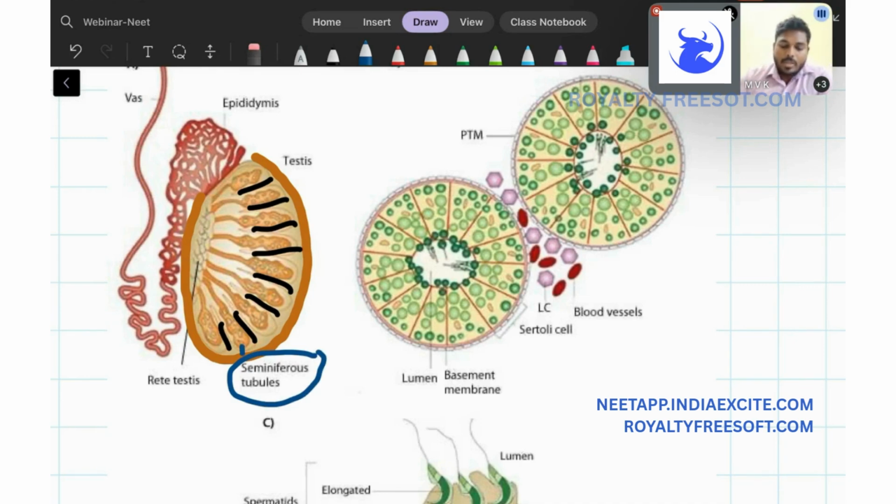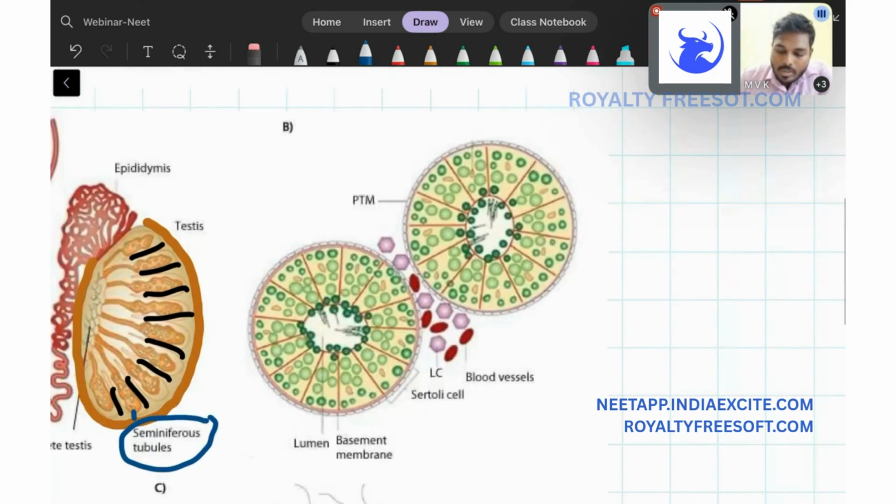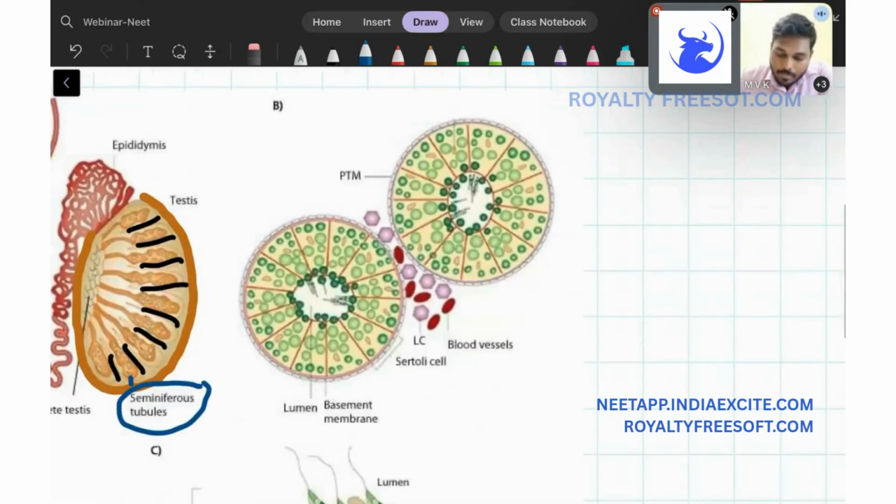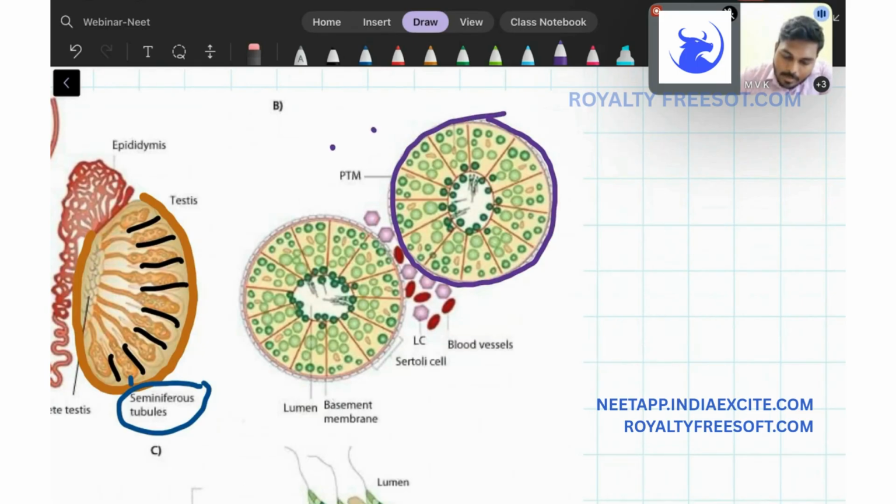If I do a cross section of seminiferous tubules, this is how it looks like. So you see, this is one tubular structure, and the external spaces are going to have a peculiar cell called Leydig cells. And what's the function of Leydig cell? It is to produce the most important androgen, that is our testosterone. What's the hormonal response for testosterone? I'll add a note on that as well.